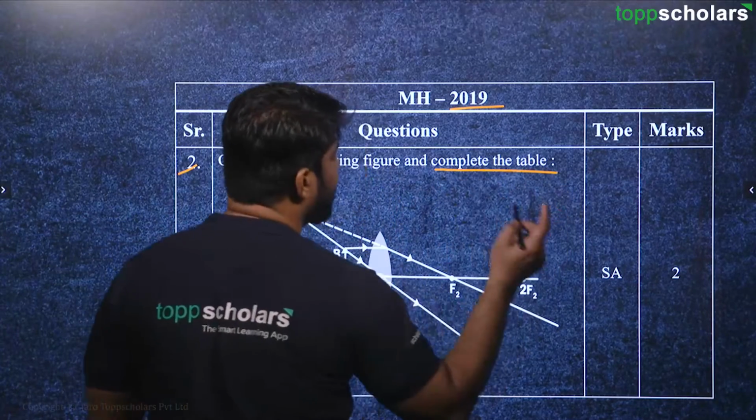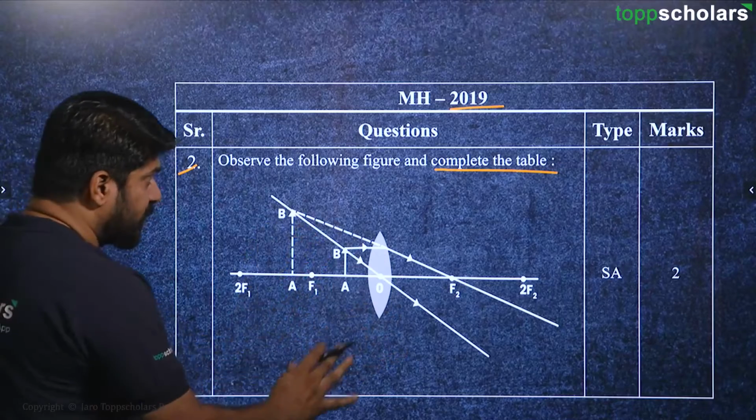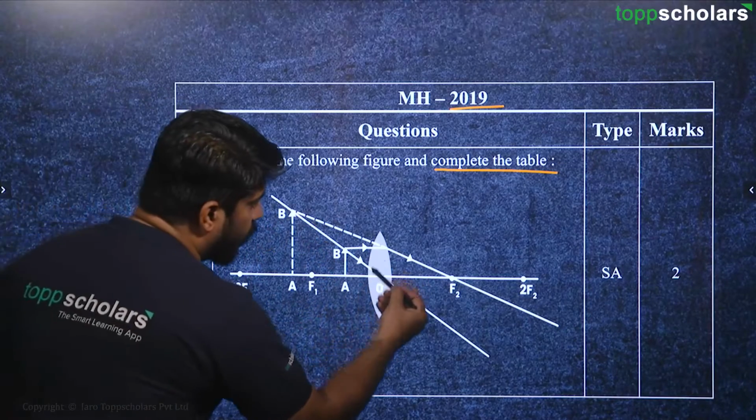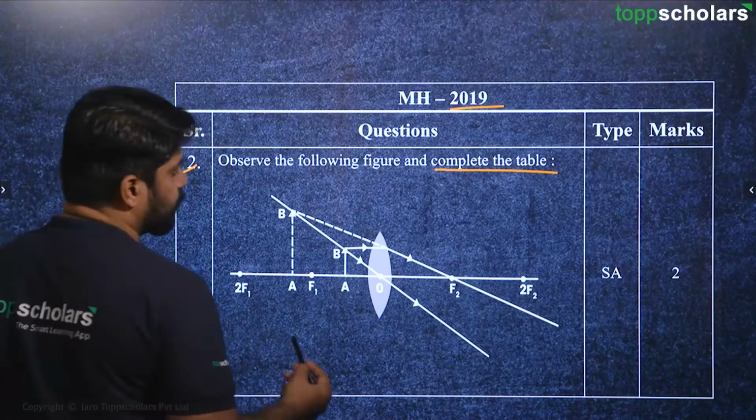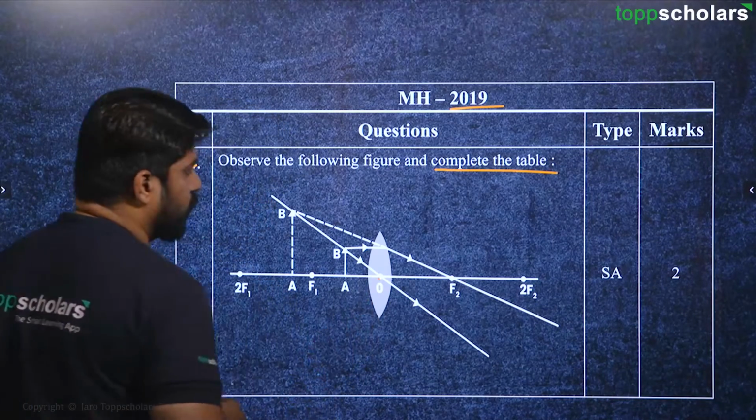Moving on to the next, from 2019 again, the question is: observe the following figure and complete the table. So this is the figure. You can see we have got a convex lens, that is a converging lens. This is optical center O.